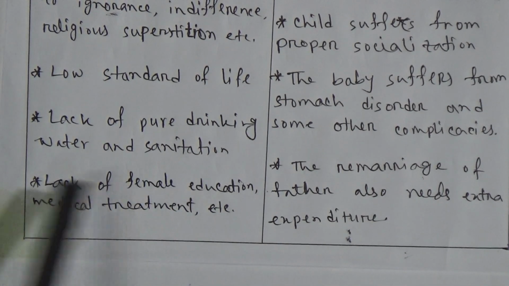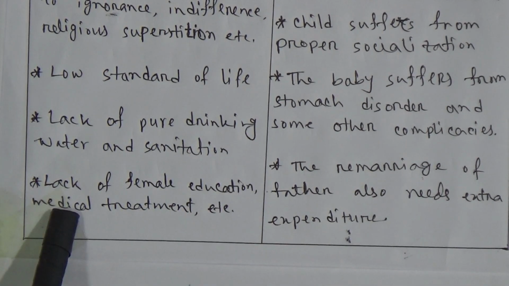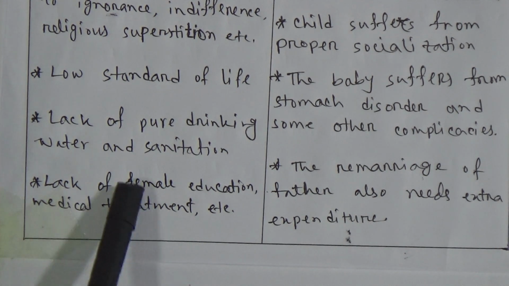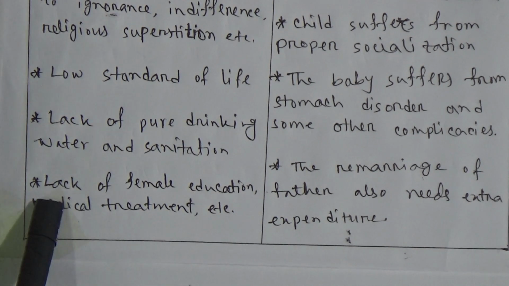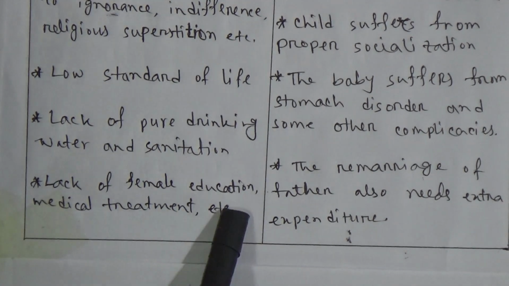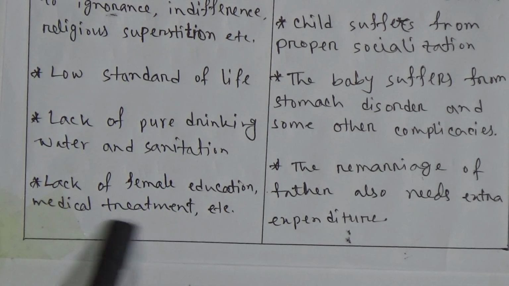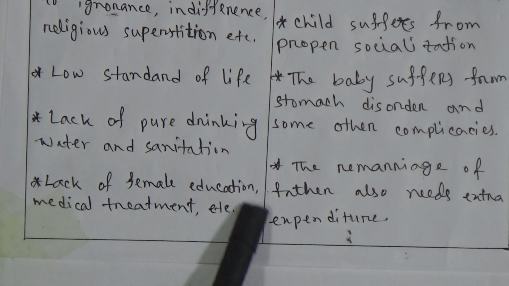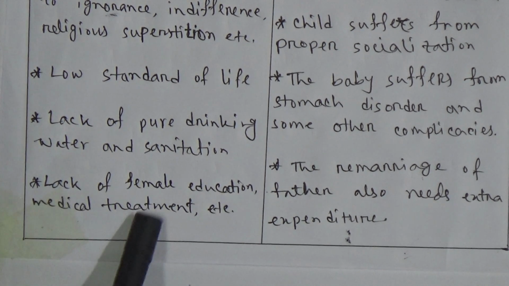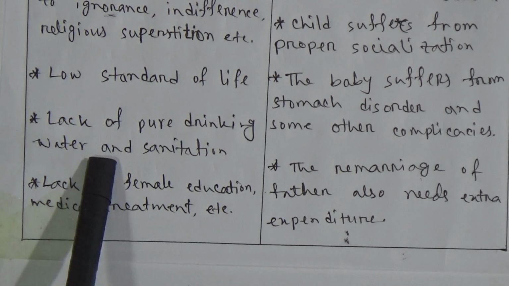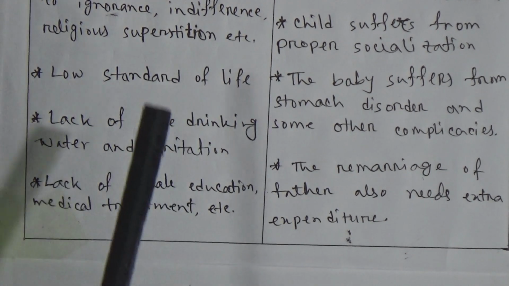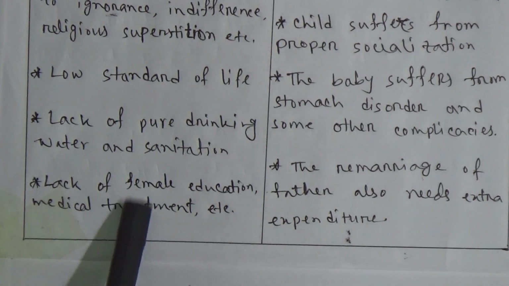That means in some areas, most importantly in village areas, we have a lack of female education, and at the same time we have a lack of medical treatment facilities actually. In some villages there are hospitals, but if we go there we will not find enough doctors and nurses in the medical hospitals. So that is actually a crying need for society.